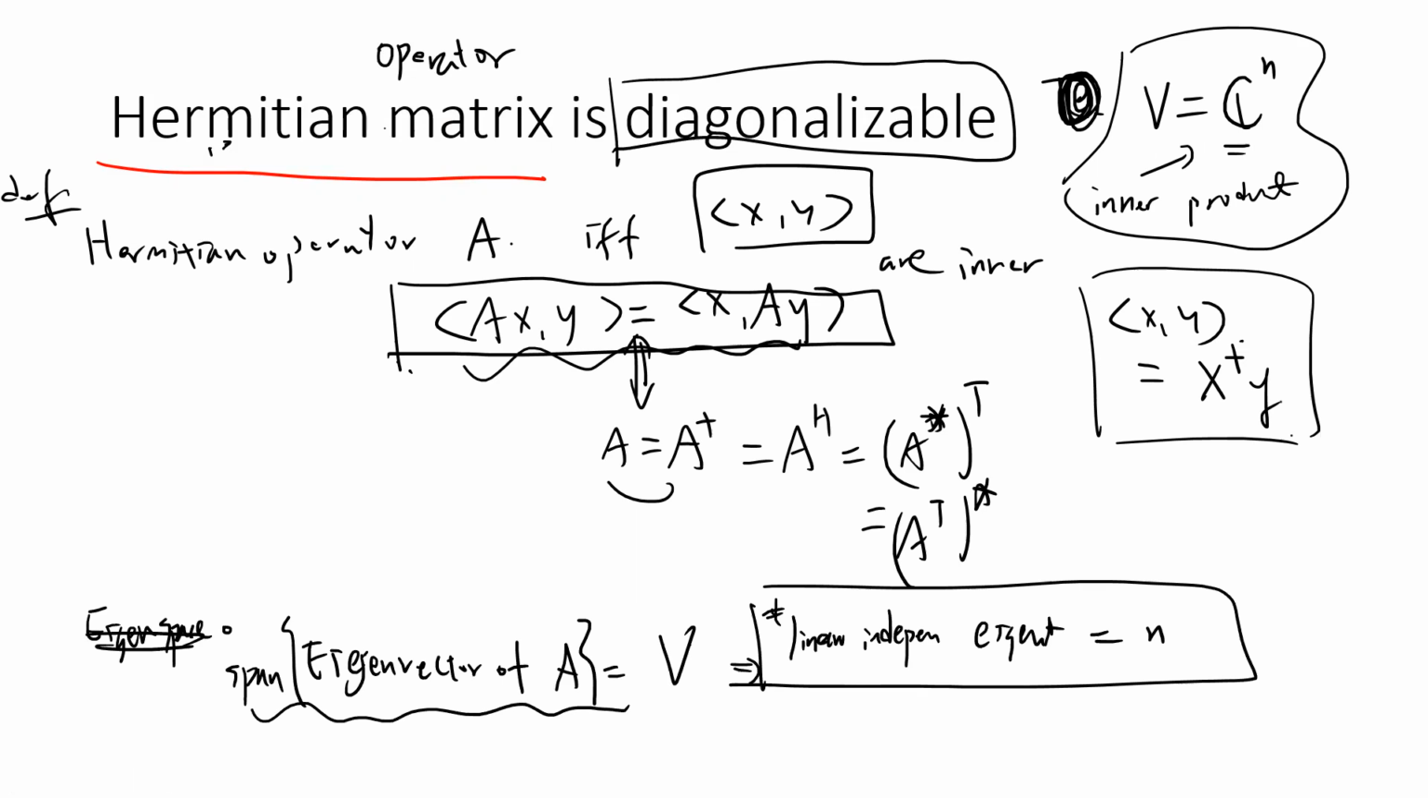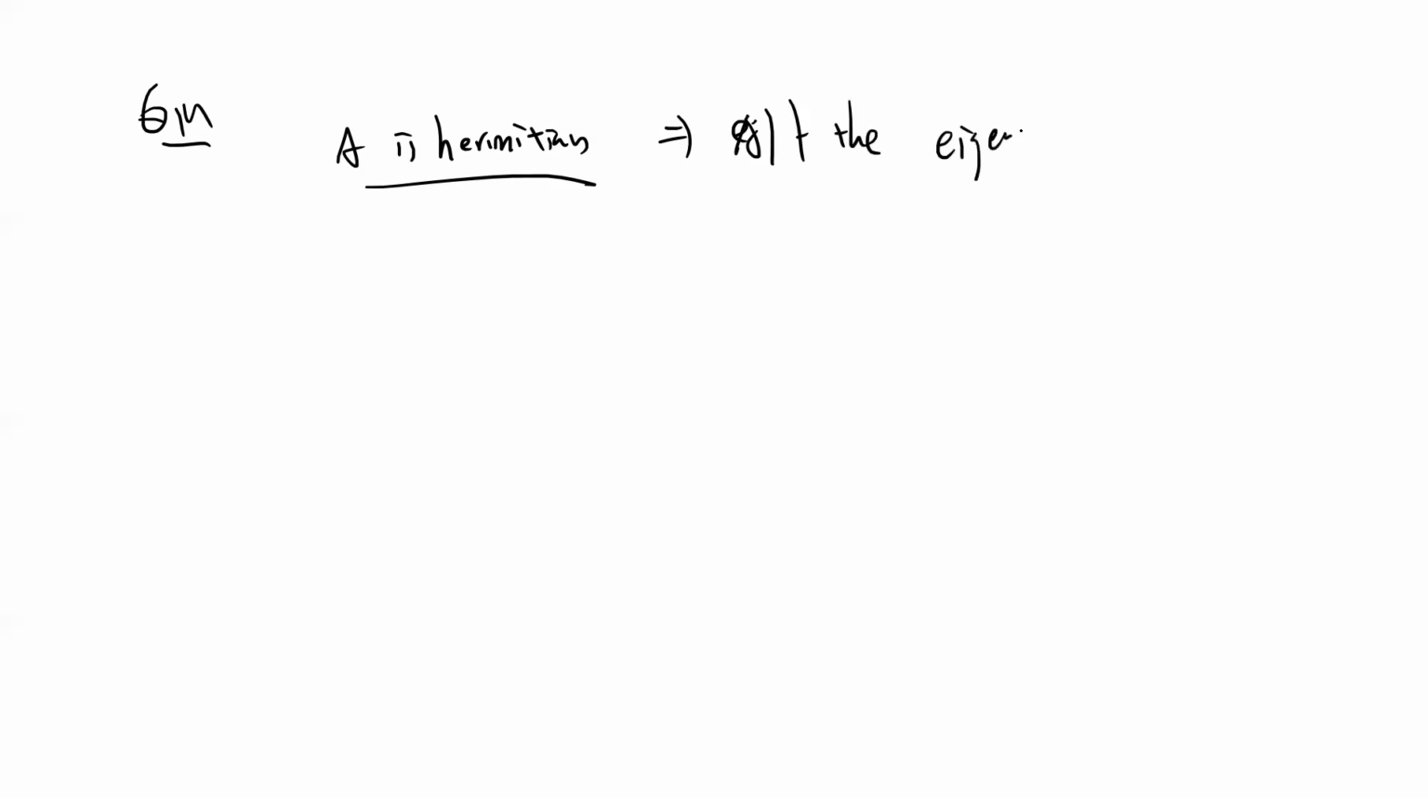One fact known by people in quantum mechanics or the engineering department is that if A is Hermitian, which is a trivial fact that I already proved in my previous video, then all eigenvalues are real. This is trivial, but the non-trivial part is that A is diagonalizable. This is what I want to prove in this video.